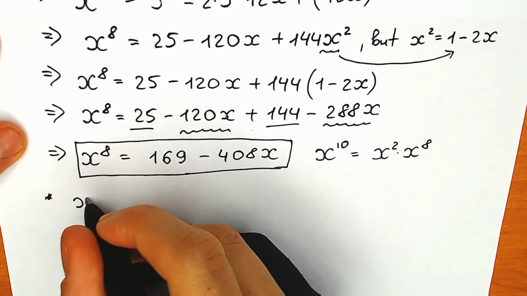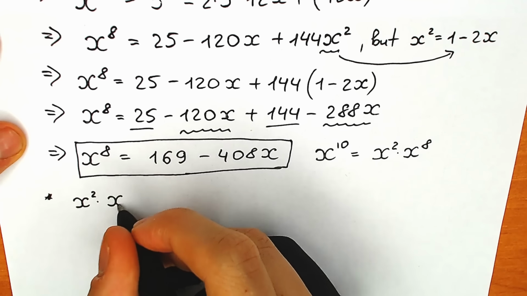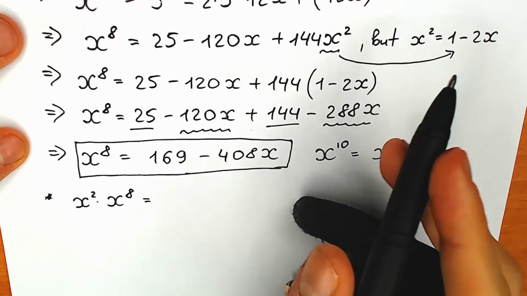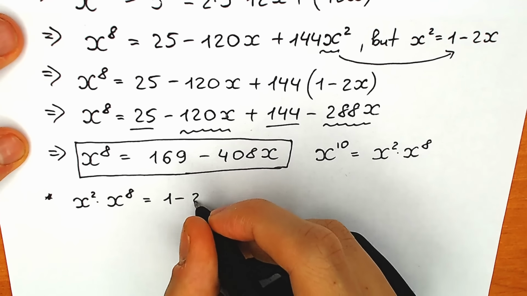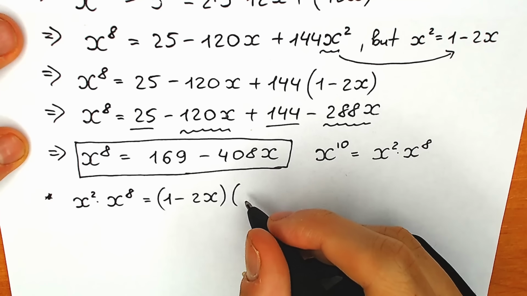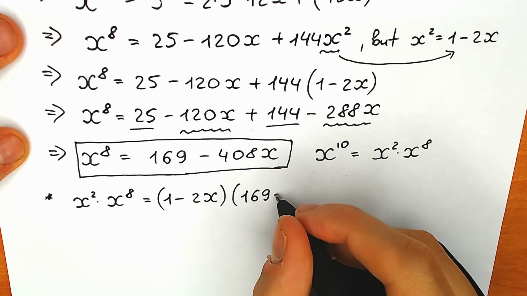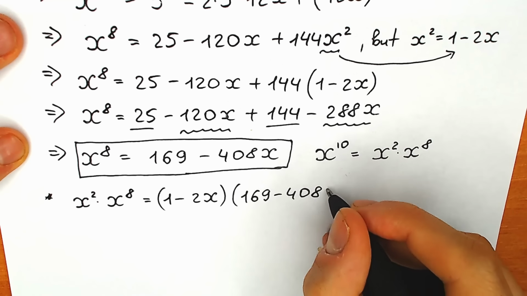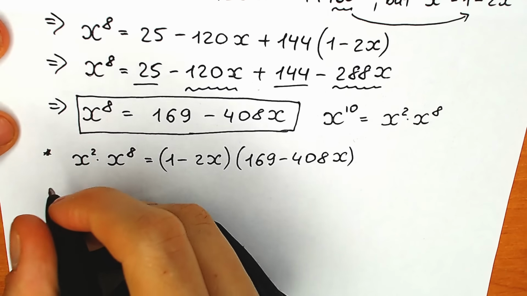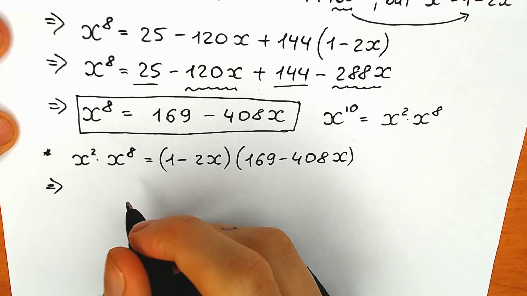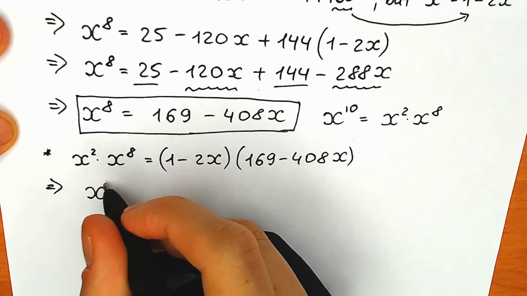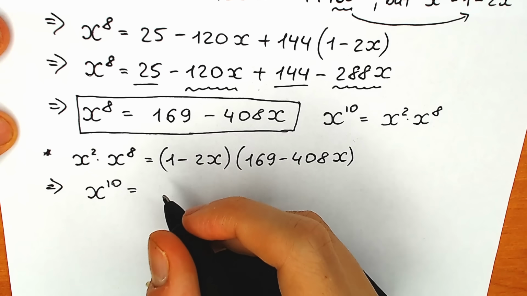So we have x squared times x to the power 8 equal to x squared, right here we have it, 1 minus 2x. So 1 minus 2x. And the second parenthesis, x to the power 8 equal to this one, 169 minus 408x. So our last step is to multiply these two parentheses by each other. So as a result, what do we have? x to the power 10 we have right here. So x to the power 10 is the expression that we need.